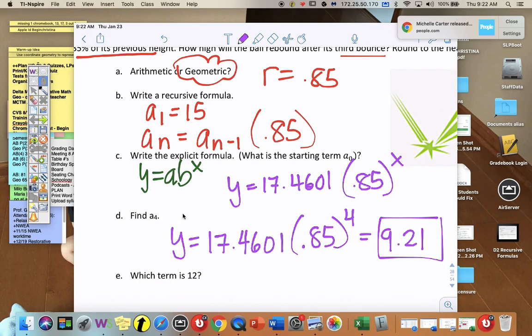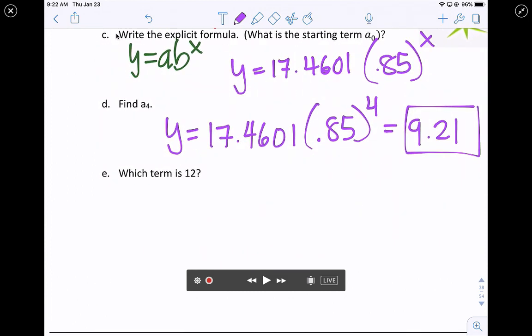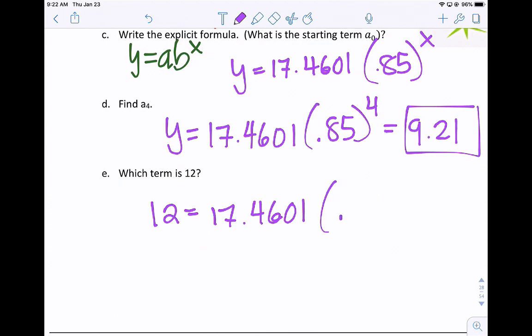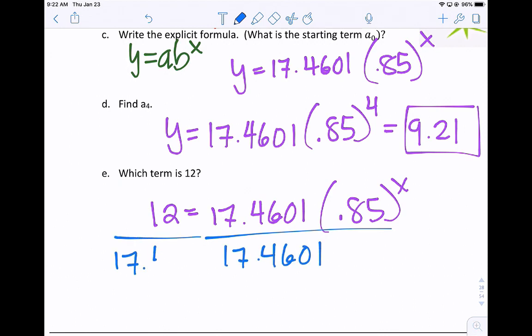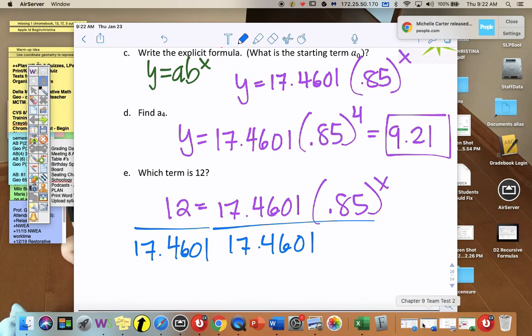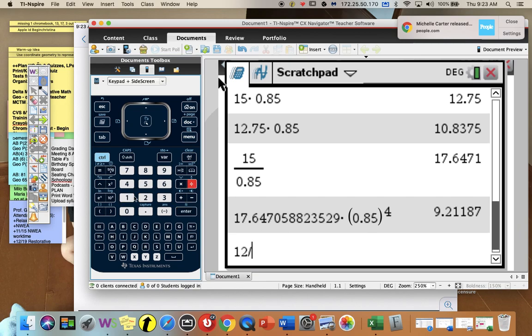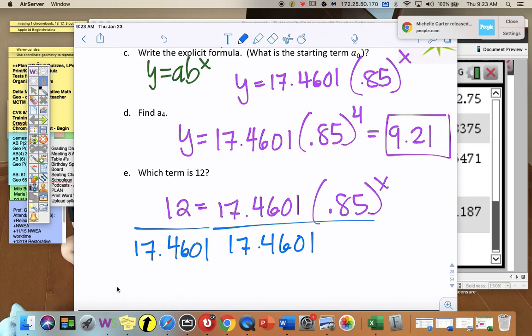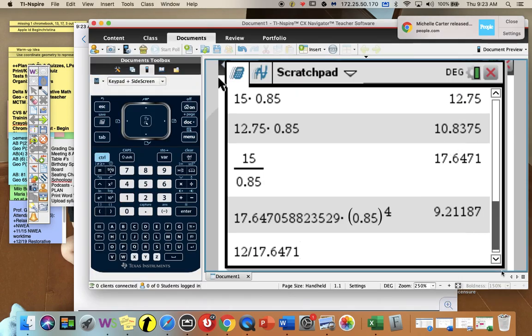Okay, which term is 12? So what that means is 12 equals 17.6471 times 0.85 to the x. You could guess and check this. Let's log it. Let's divide each side by this. 12 divided by 17.6471. I wrote it wrong, it should have been 17.6471. All right, I'm just fixing. I didn't write the right number. So I just changed my answer.